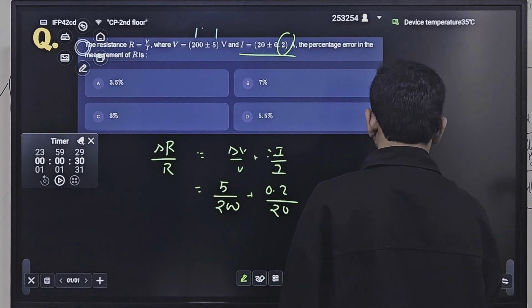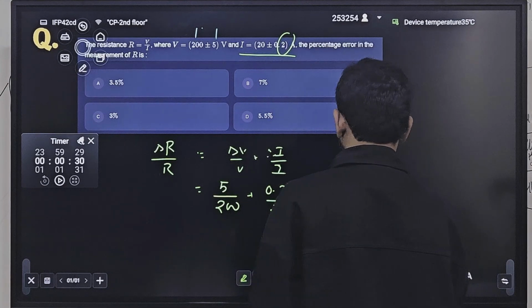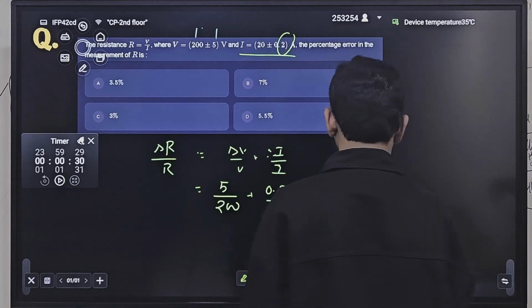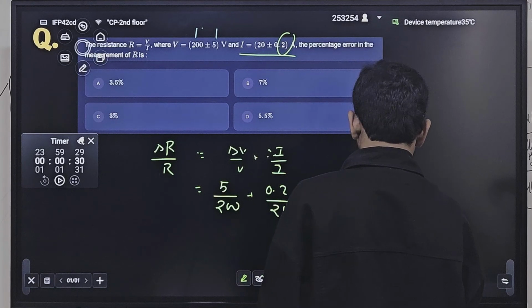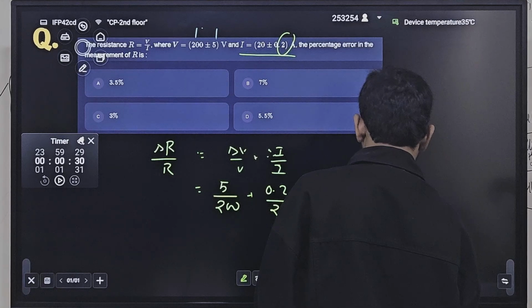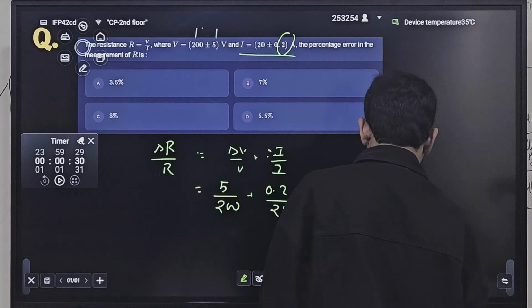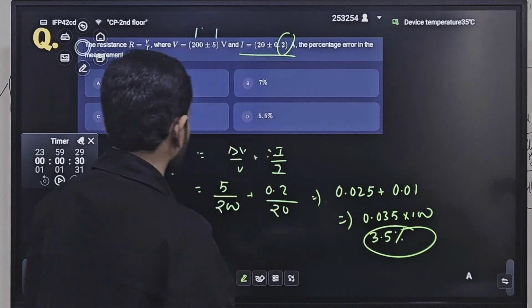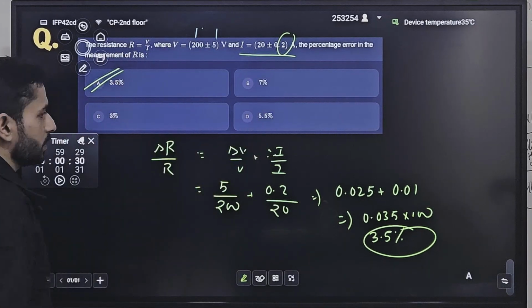And here it will be 0.01. That means finally how much can I say it will be eventually? 0.035 into 100. That means how much percentage? I can say simply 3.5% percentage error is coming. Which option is correct? The option is correct.